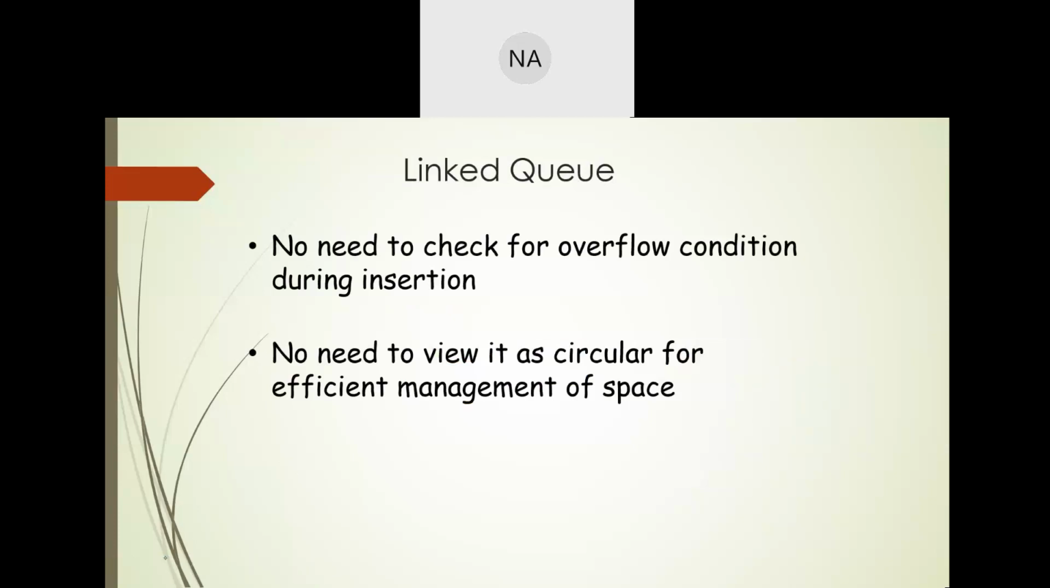Okay, so what are the advantages of the linked representation of the queue over array representation of the queue? The first advantage is there is no need to check for the overflow condition because you can always add a new node. In the circular array representation, the size of the array is fixed. If the array is full, then you cannot add a new node. There will be an overflow condition if you try to insert a new node and that circular array is full. But in case of linked queue, there is no need to check for the overflow condition because you can always add a new node.